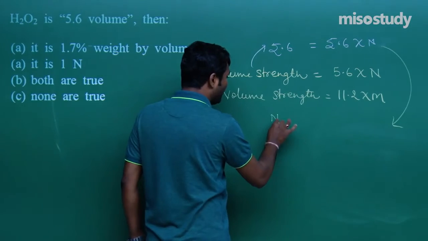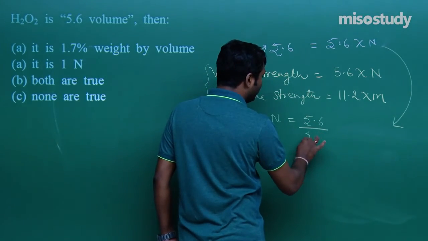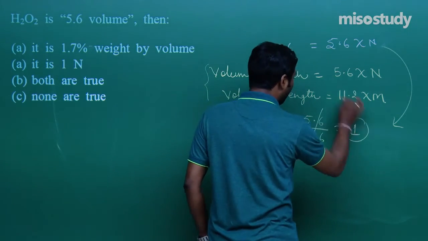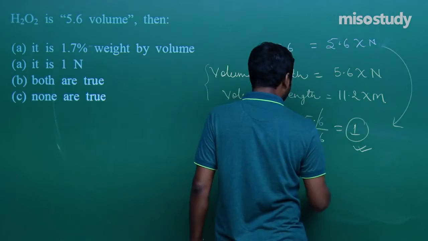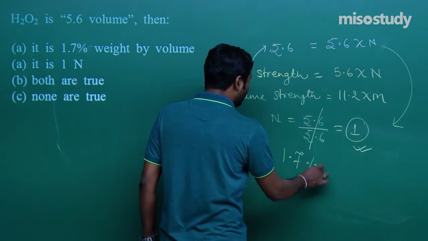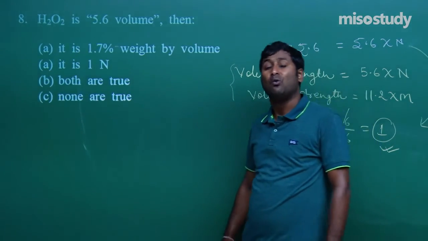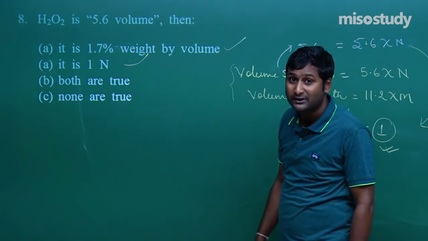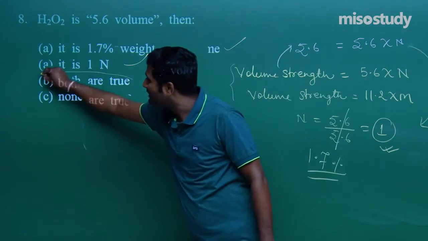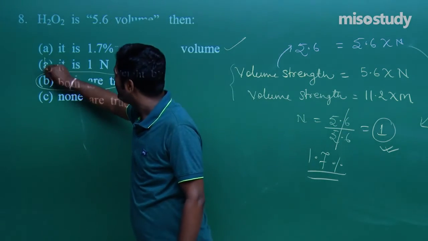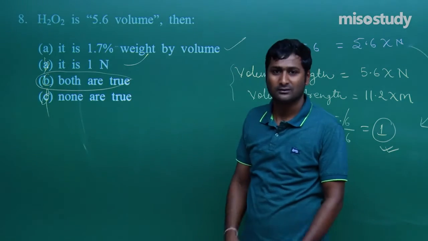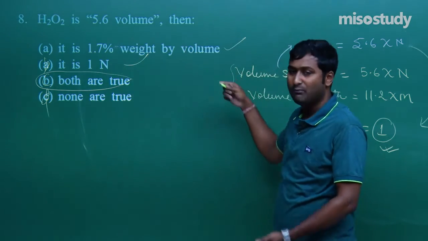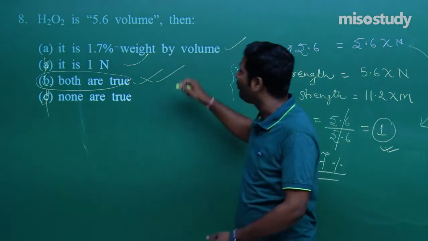So what will happen? Normality is equal to 5.6 divided by 5.6, and this will cancel. What will happen? 1. If it is 1 normal, then the percentage, remember this, is 1.7%. So which is the correct option? So A and B. But this is a single option type question. So look, both are true. Pardon friend, this one is B option, this one is C and this one is D option. Clear to you? So we can say it is 1 normal, it is 1.7% weight by volume. So the answer is both are true.